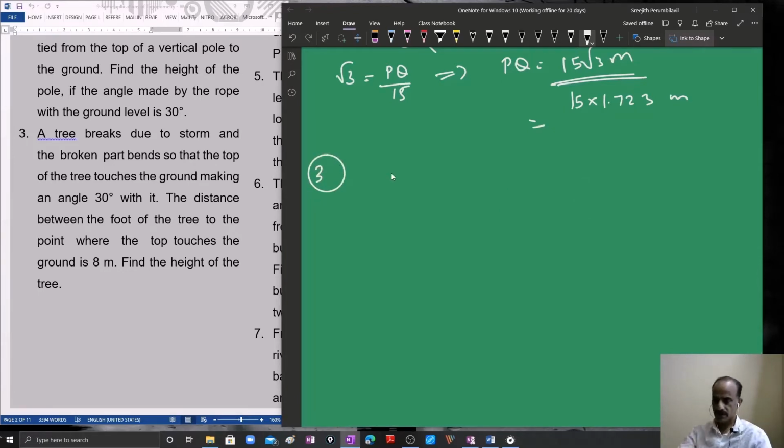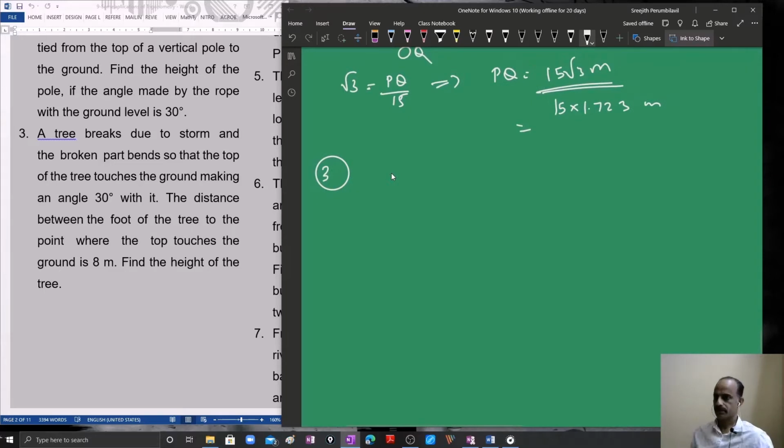Question number 3. A tree breaks due to storm and the broken part bends so that the top of the tower touches the ground, making an angle of 30 degrees with it. Just imagine, there's a tree standing on the ground. Due to storm, the half portion is broken and the tree bends down.